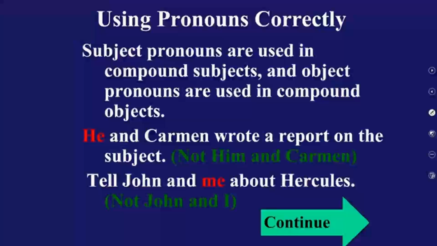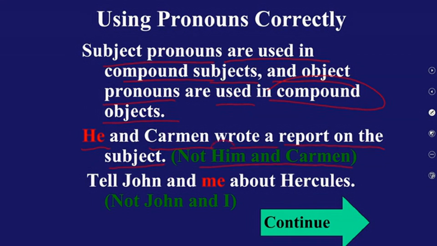Now let's see how we can use the pronouns correctly. Subject pronouns are used in compound subjects and object pronouns are used in compound objects. For example, he and Carmen wrote a report on the subject, not him and Carmen. So him will not be used here, instead he will be used, because we will avoid such and use compound subjects and objects instead.